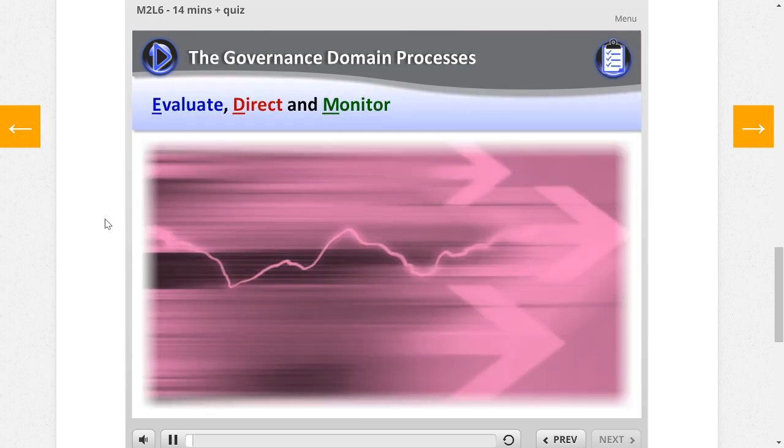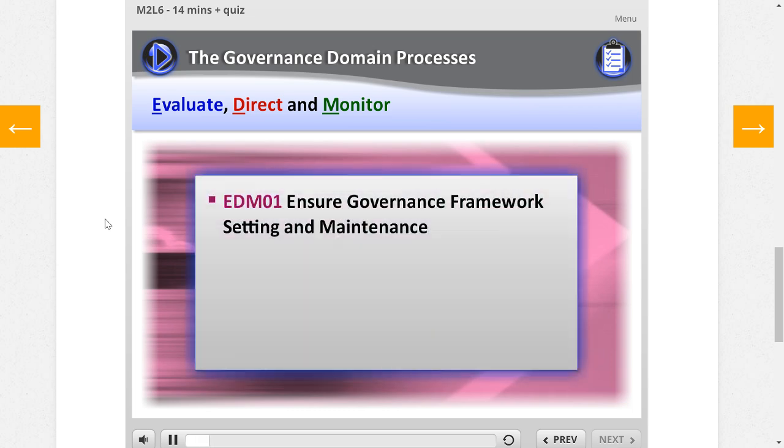The governance domain includes 5 processes. EDM 01. Ensure governance framework setting and maintenance. Essentially, this process is concerned with the governance of governance. EDM 02. Ensure benefits delivery. This is concerned with ensuring that the enterprise gets value from IT.